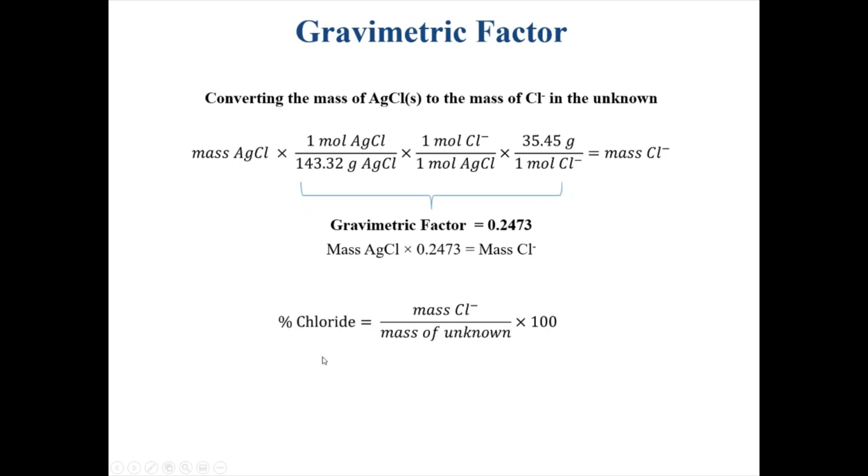And if we want to calculate the percent chloride, that's going to equal the mass of chloride divided by the mass of the unknown. So we take the mass of the chloride from the gravimetric factor calculation, divide it by the total mass of the unknown that we started with, and then if we multiply that by 100, we get the percent chloride.